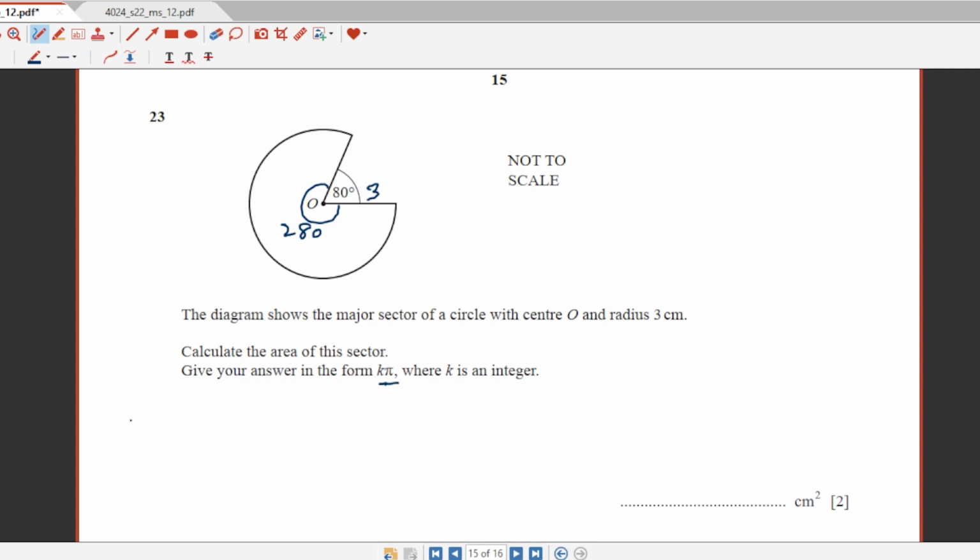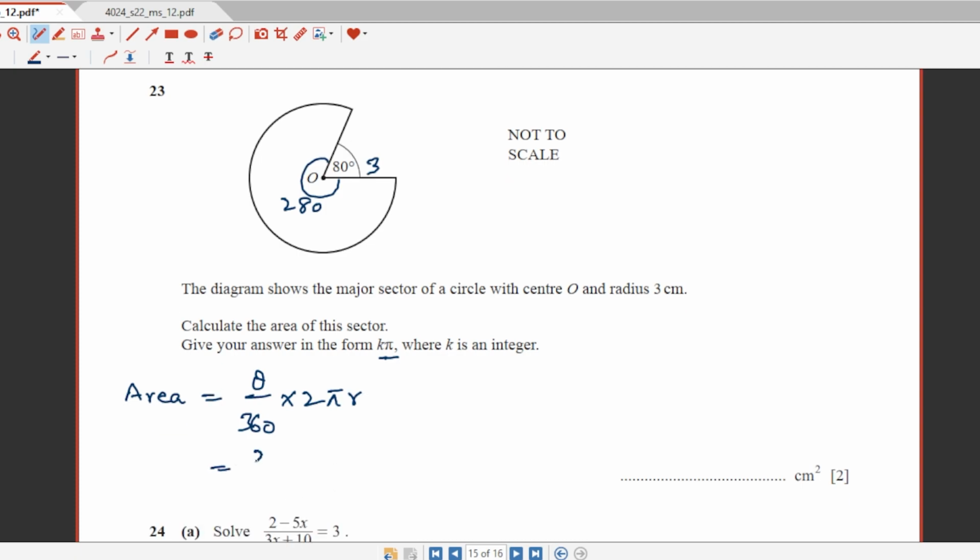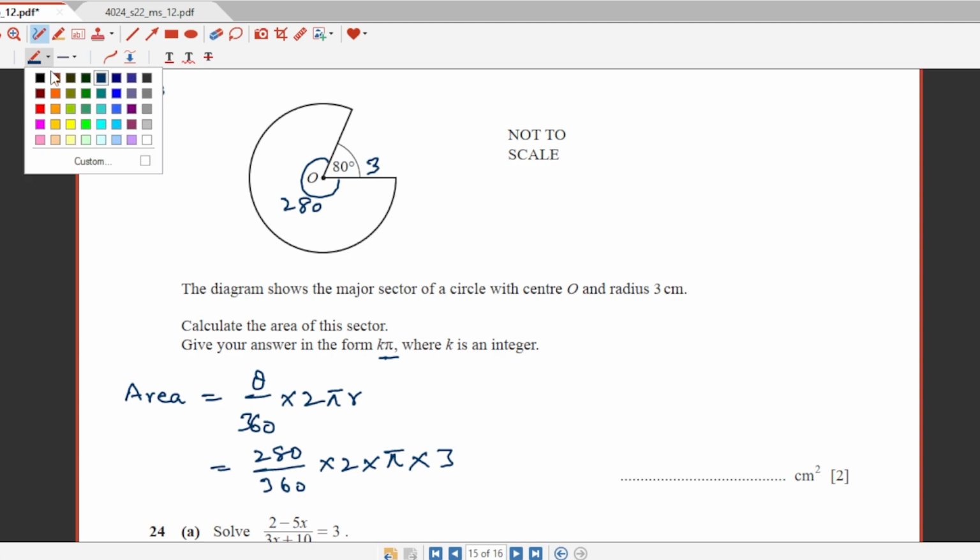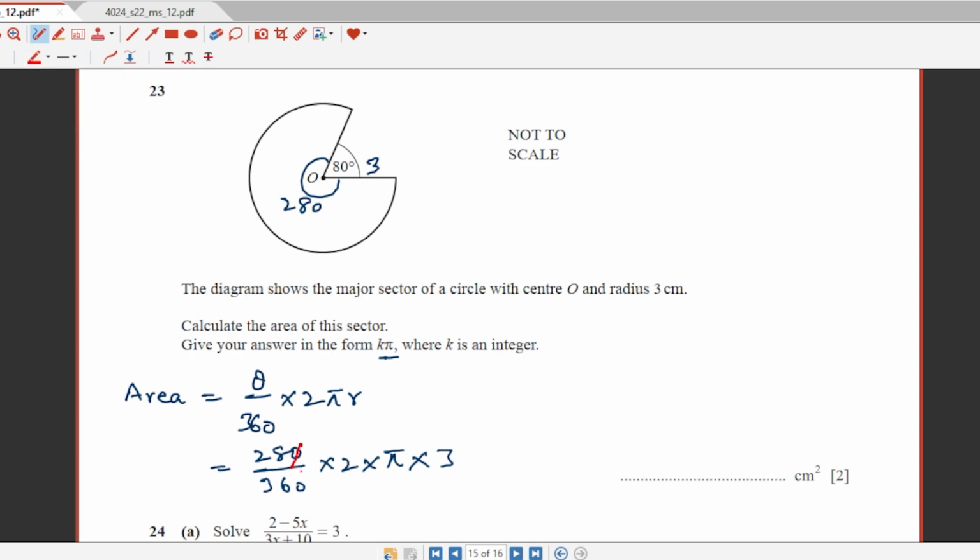The area of sector. What's the formula for the area of a sector? Area of sector is angle upon 360 multiplied by pi r squared. Angle is 280. 280 upon 360 multiplied by pi multiplied by r squared, where r is 3. Now we can simplify these numbers. Cancel 0 with 0, and in the 2 times table, this should be 14 and this should be 12. Then again by 2, 7 and 6.